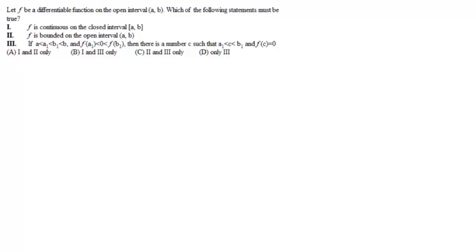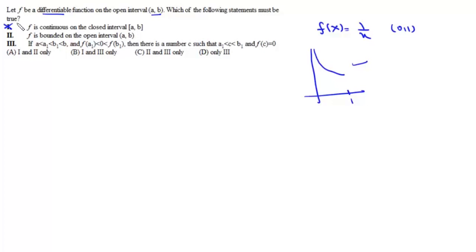And in this question it says, let f be a differentiable function in the open interval AB, then which of the following statements must be true? The first one is f is continuous on closed interval AB. Now that's not true. Suppose we take this function f(x) as 1 by x in the interval 0 to 1. In open interval 0 to 1, this function is differentiable, but still it is not continuous at x equal to 0. So that means the statement 1 is not always true.